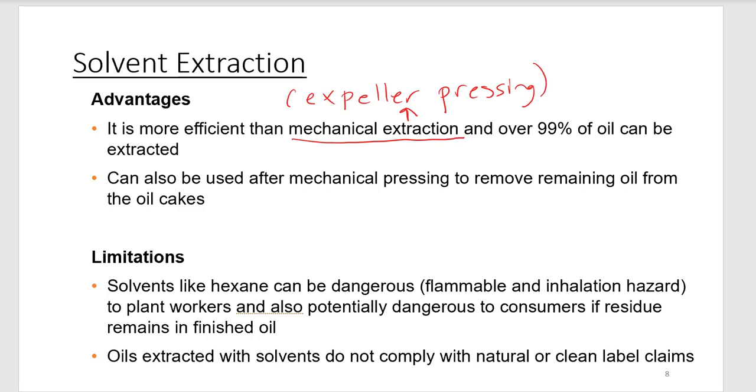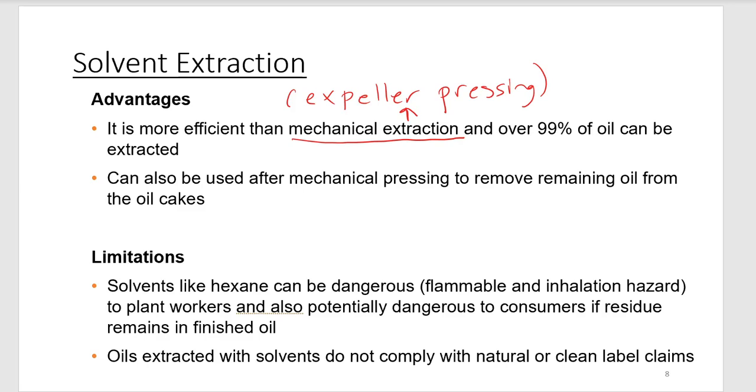So let's see what the limitations are. Solvents like hexane are not food grade. They are toxic and flammable. Oils extracted with solvents do not comply with natural or clean label claims.